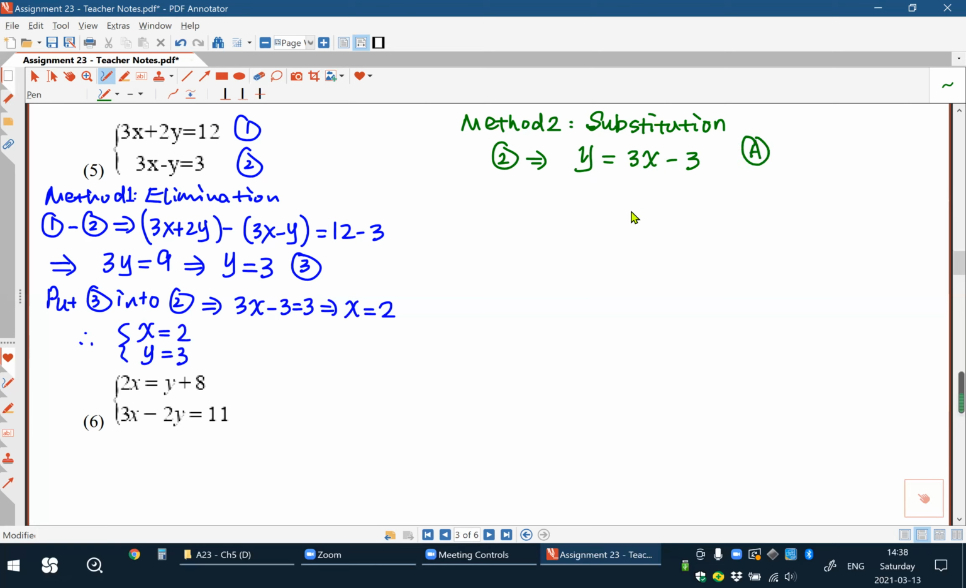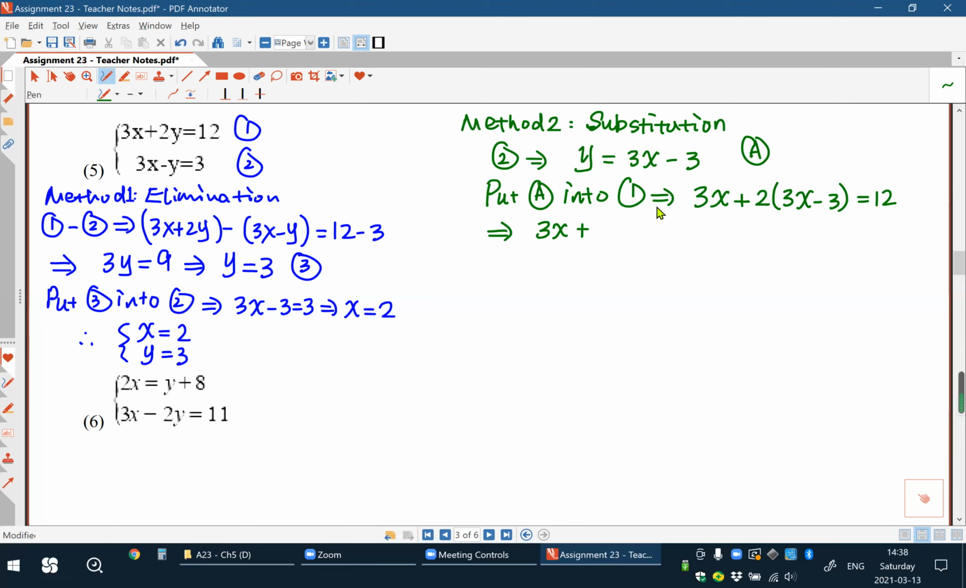Okay, let's call this equation A. Then we can put equation A into equation 1, right? And you can substitute all y with 3x minus 3. So that means 3x plus twice of y. Y is 3x minus 3 equals 12, okay? And now let's simplify this equation.